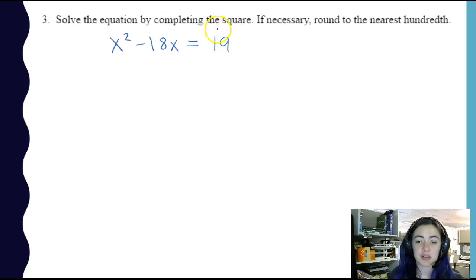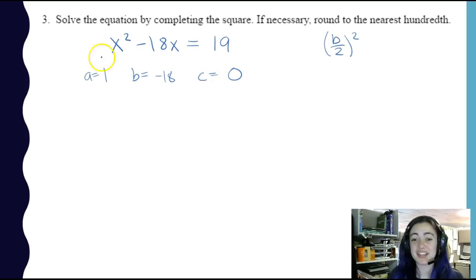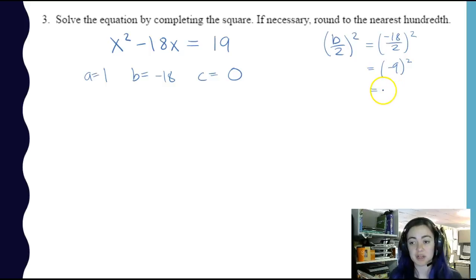So by completing the square, we want to figure out what we can add to both sides of the equation to maintain the equality, but to make it so that the left-hand side can be factored. So how you can do that is you look at b divided by 2 squared. Remember, in this case, a is the coefficient of x squared, so 1. B is the coefficient of x, which is negative 18. C is 0, in this case right here. So b divided by 2 squared would be negative 18 divided by 2 squared. Negative 18 divided by 2 is negative 9, squared. So negative 9 times negative 9 is 81. So that's what we're going to add to both sides here.